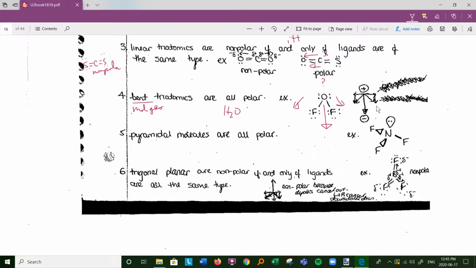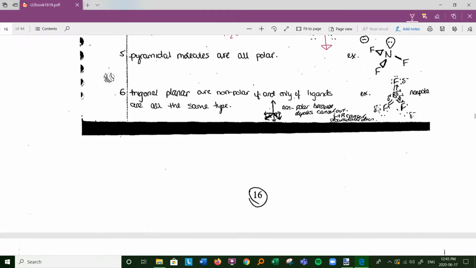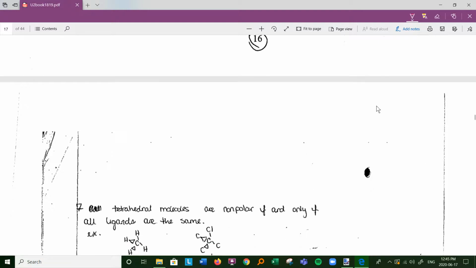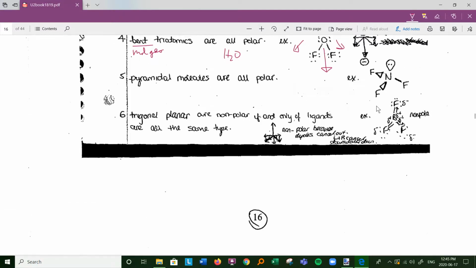Trigonal planar, a bit more involved. They are nonpolar, but only if the ligands are the same type. If the ligands are of different type, then they're going to be polar. So for example, in BF3, you have a pull up and a pull this way and a pull this way. It's like 3 people moving a piano on casters, and they all have the same strength, and they're all 120 degrees from each other, and they all pull at the same time. The piano doesn't go anywhere. So that's what we're saying here.